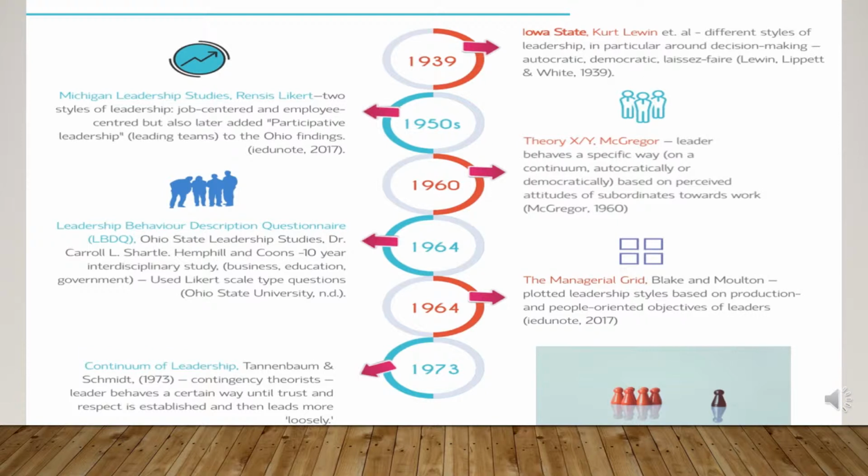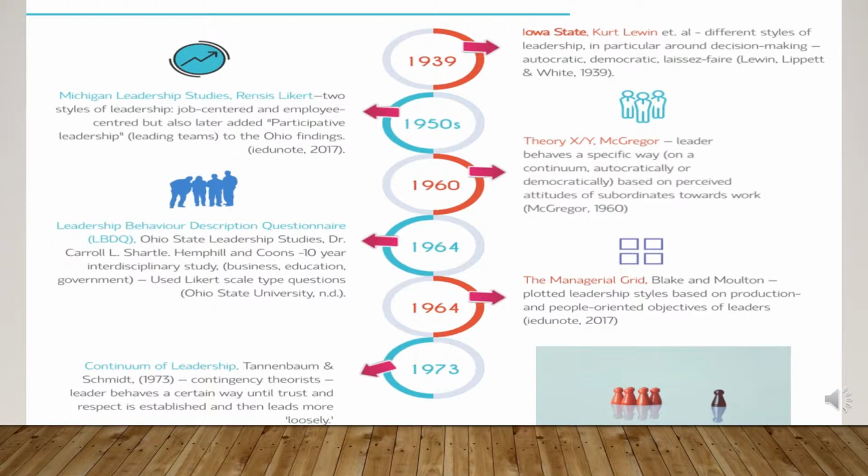In 1964, the managerial grid was created by Blake and Mouton. They plotted leadership styles based on production and people-oriented objectives of leaders. This was also based on a continuum.